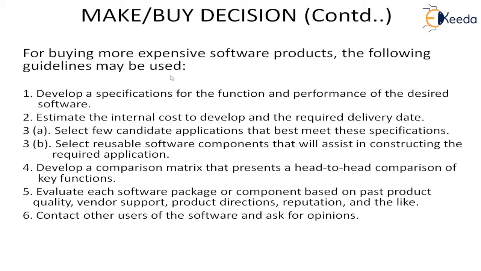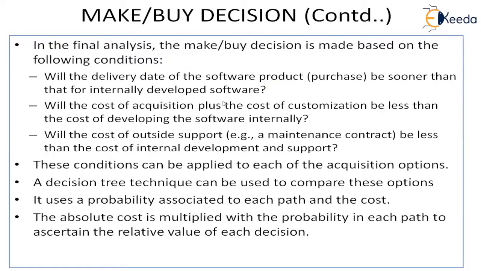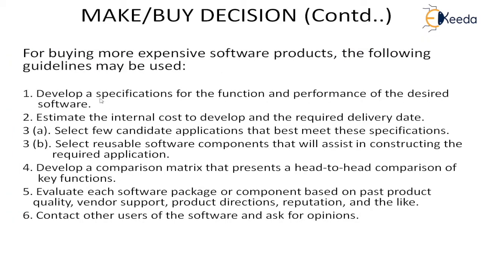The other option is if you want to go for some expensive software products, or for contracting, then some guidelines can be used. So what are those guidelines? Develop a specification for the function and the performance of the desired software. Whatever software you want to buy from an external vendor, first you create the specification of the function. And then you estimate the internal cost to develop it and the required delivery date.